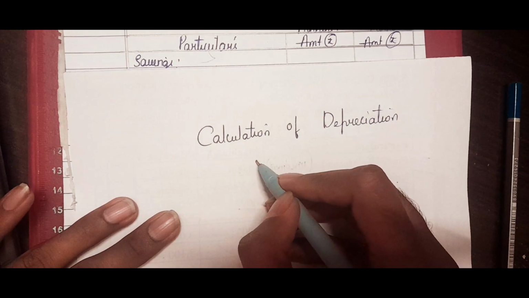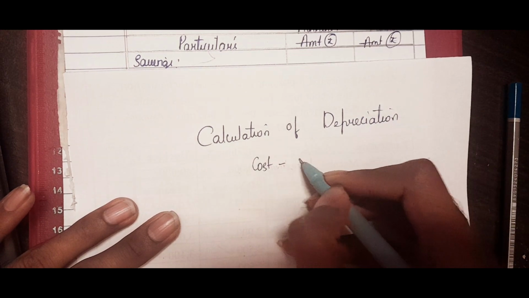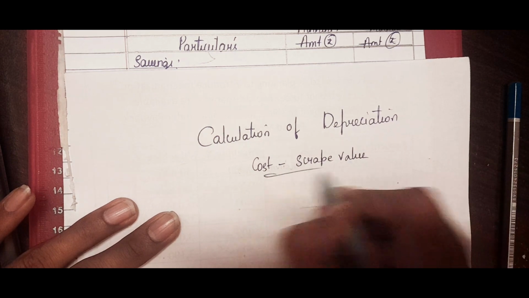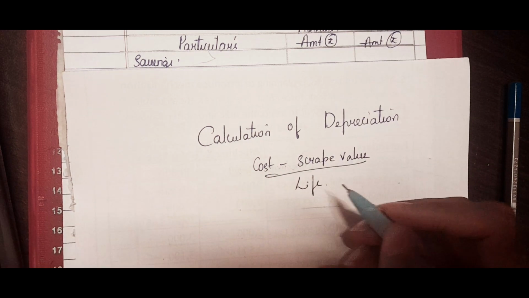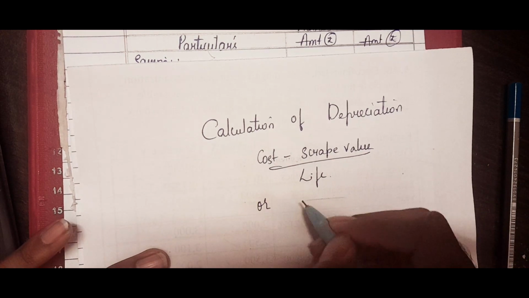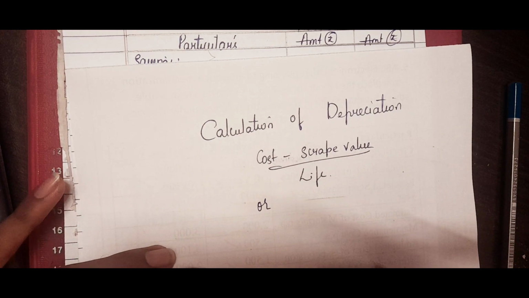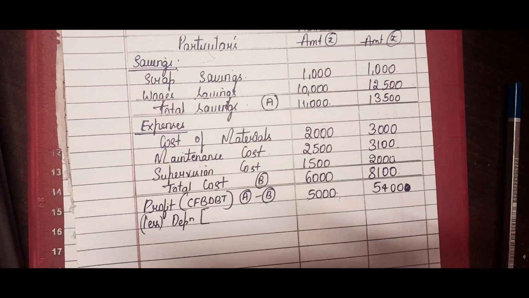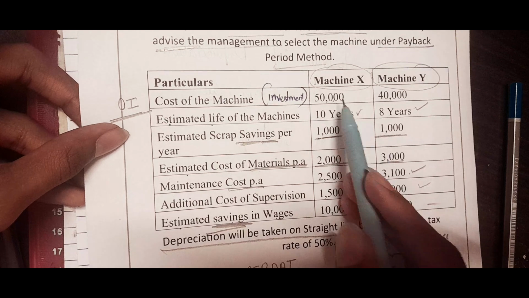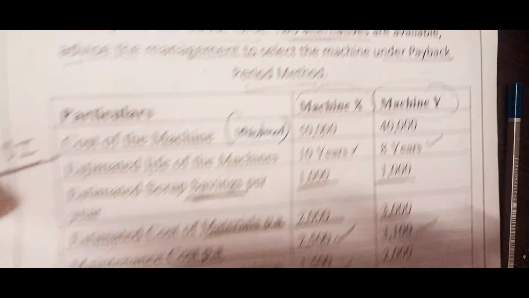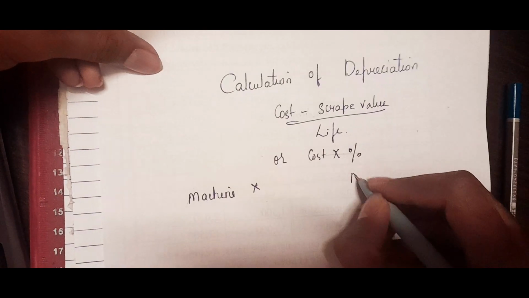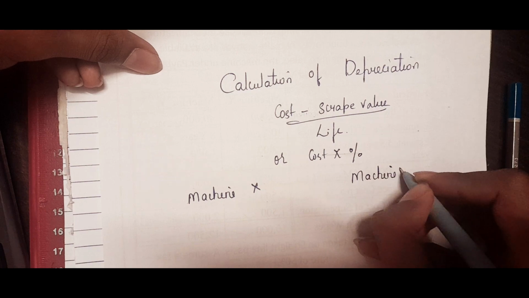The formula is cost minus scrap value divided by life of the asset, or else, if they have given percentage, cost into percentage. But in this problem they have not given percentage, they have given life of the asset and cost of the asset. So first let us calculate for machine X, then later on we will calculate for machine Y.